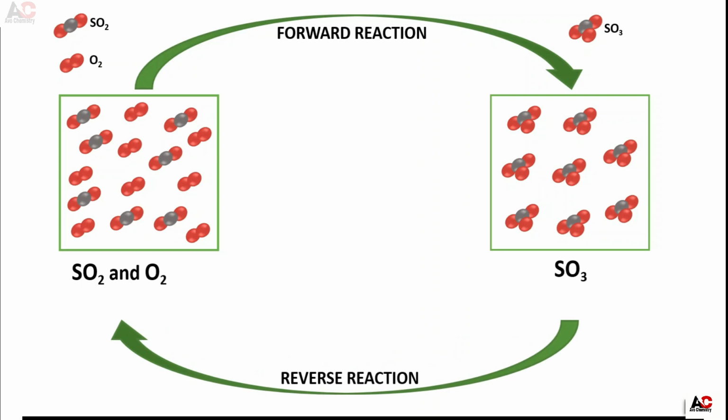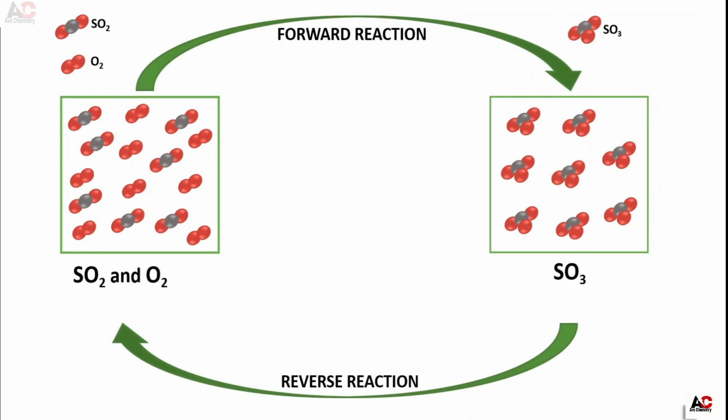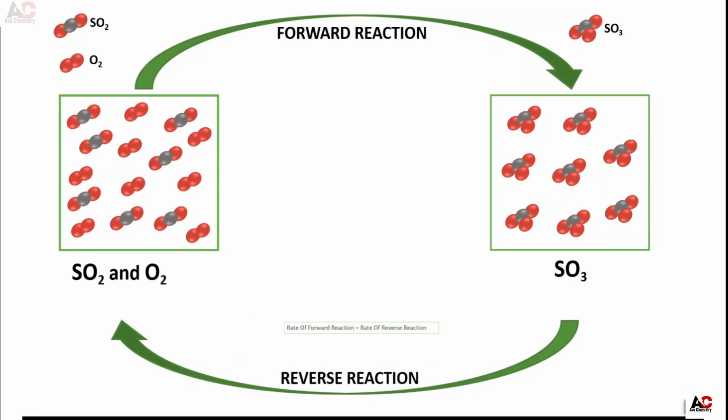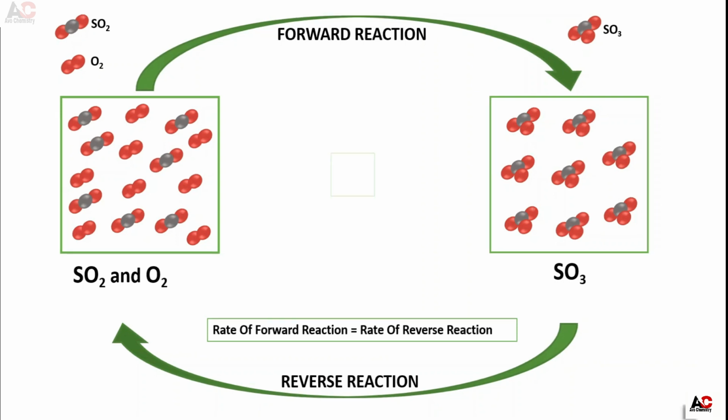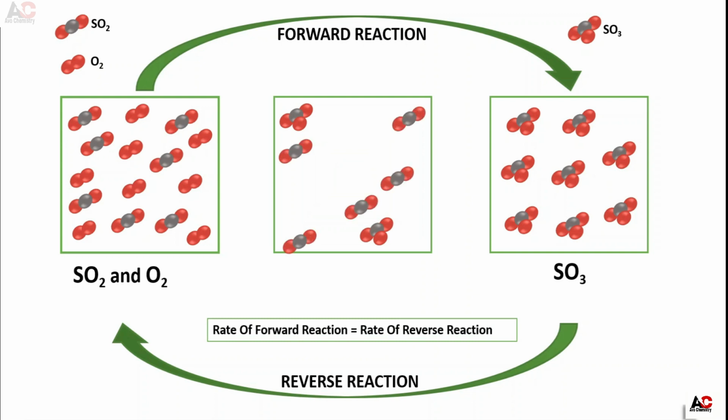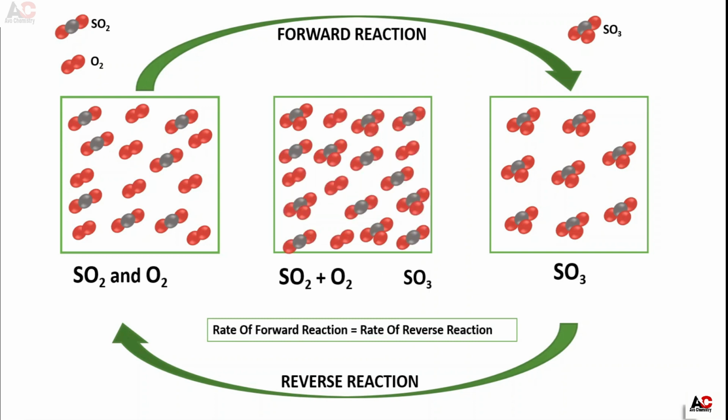When the reaction is in the forward direction, SO2 and O2 are the reactants. But when the reaction is in the reverse direction, SO3 is a reactant. And the point where the rate of forward reaction and rate of reverse reaction become equal is called chemical equilibrium. And you know these reactions never go to completion, so at the end we get a mixture of reactants and products. Here you can see at the end we get SO2, O2 and SO3.